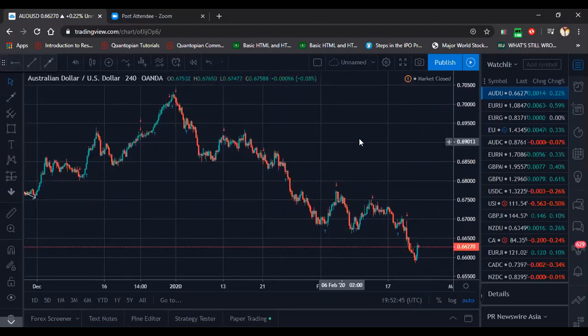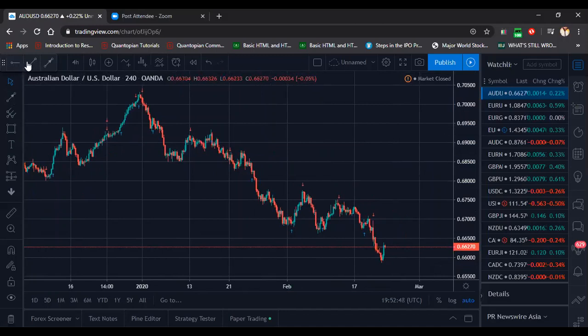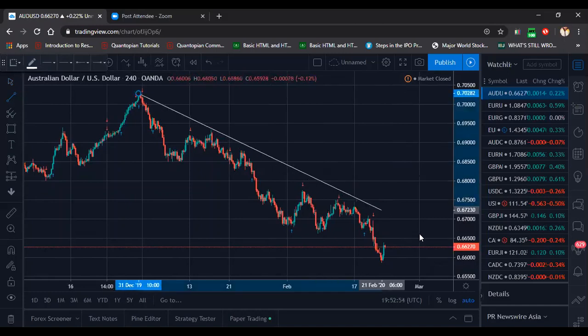There's definitely support and resistance for a downtrend as well. So you realize that this is typically a downtrend. And how do you know a downtrend? You draw your trend line.